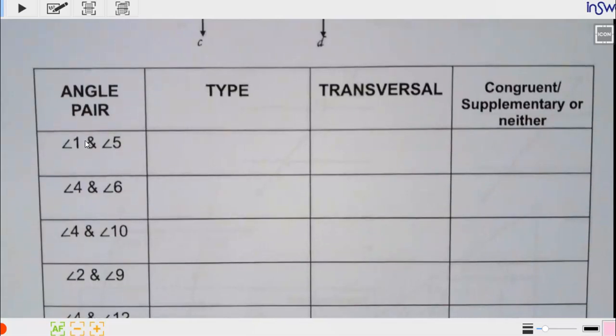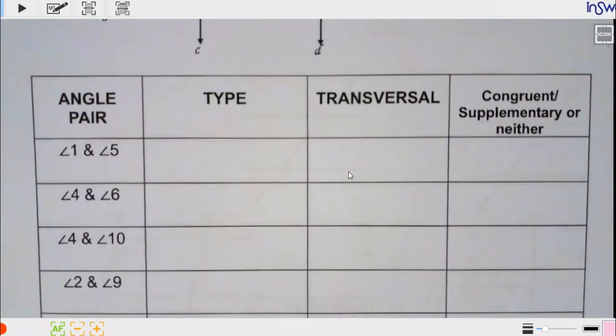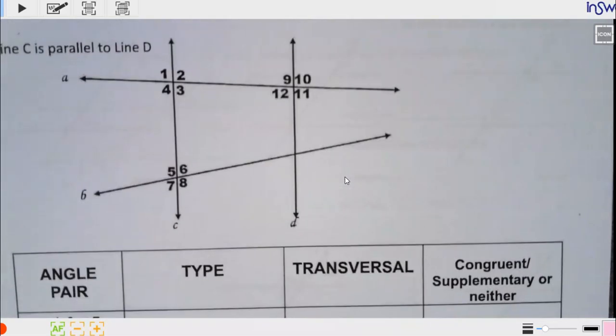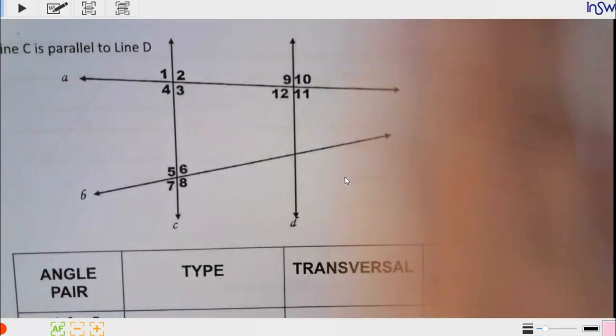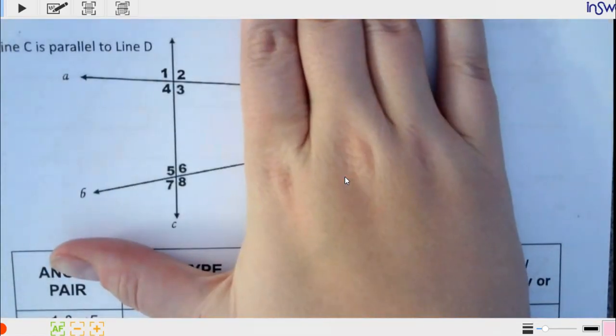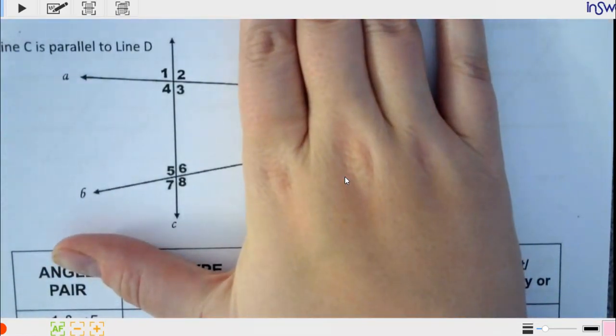So we have an angle pair, angle 1 and angle 5. Let's figure out the transversal first. So we're going to look at this, and we've got to find number 1 and number 5. If you look on the picture, there's a 1 and a 5. Find them. Then you're going to take your hand, and you're going to cover up the group of angles that doesn't have angle 1 or 5. So if you're sitting there and you have not put your hand over it, you should do that now. Put your hand over it. It's going to help you to be able to see it better.